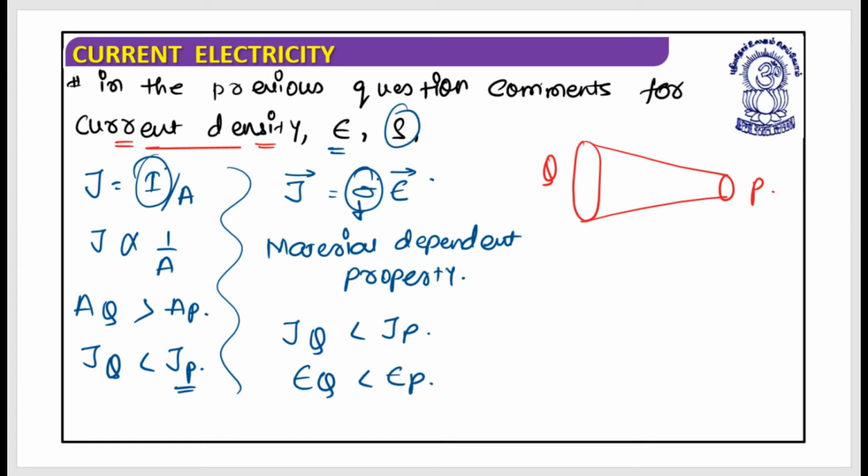The resistivity, again it is a material dependent property, so rho Q equals rho P, same way sigma Q equals sigma P. Yes, because the material would be the same, resistivity and conductivity, these two would be the same. Yes, so can you do this kind of questions? Yes, are you ready for the next question?